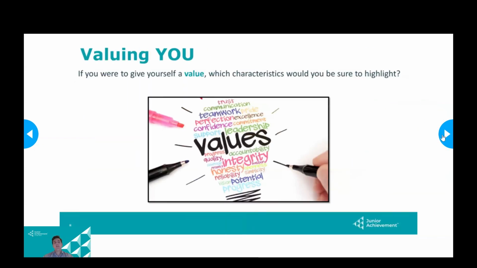So if you're valuing you, right? If you were to give yourself a value, which characteristics would you be sure to highlight? That's very important in my opinion. So if you had to think about something, what would you use? Now, let's say you're comparing yourself to someone else. Maybe you have more educational value, maybe you have more understanding within a business that you're trying to get into. That's going to make yourself more valuable in the overall market.